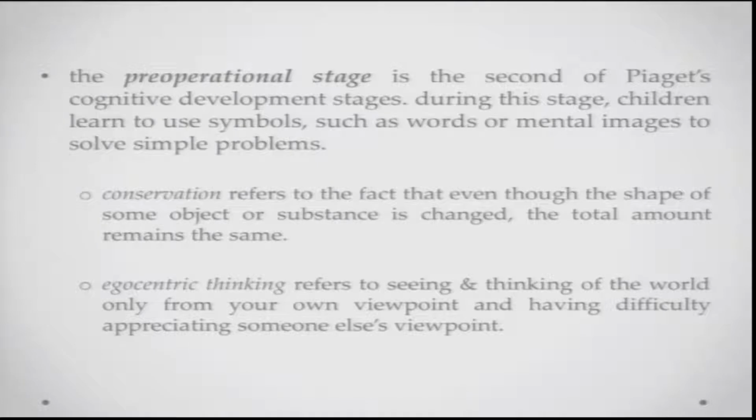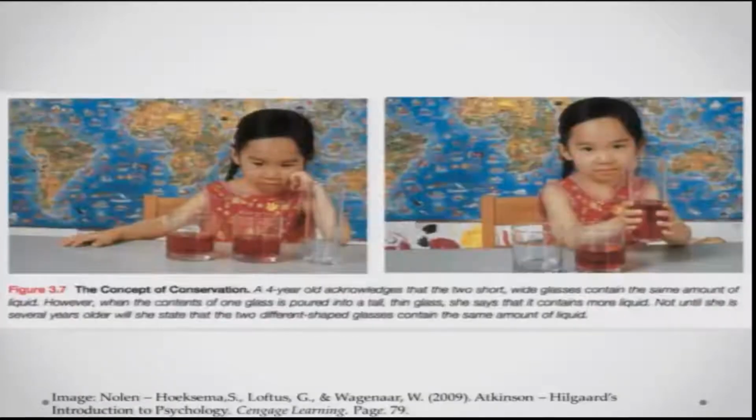First is this problem of conservation. Now conservation basically refers to the fact that even though the shape of some object or substance is changed, the total amount remains the same. Suppose for example I have lined up 5 things. I will show you the example now.